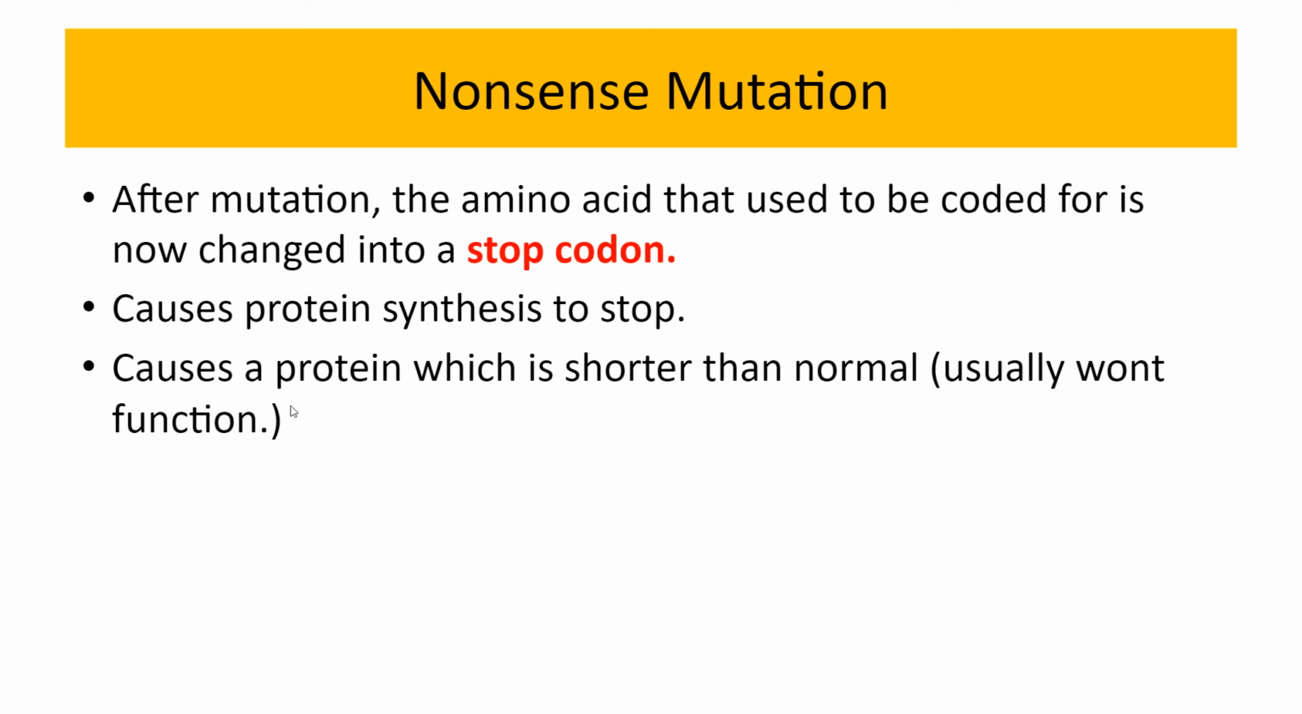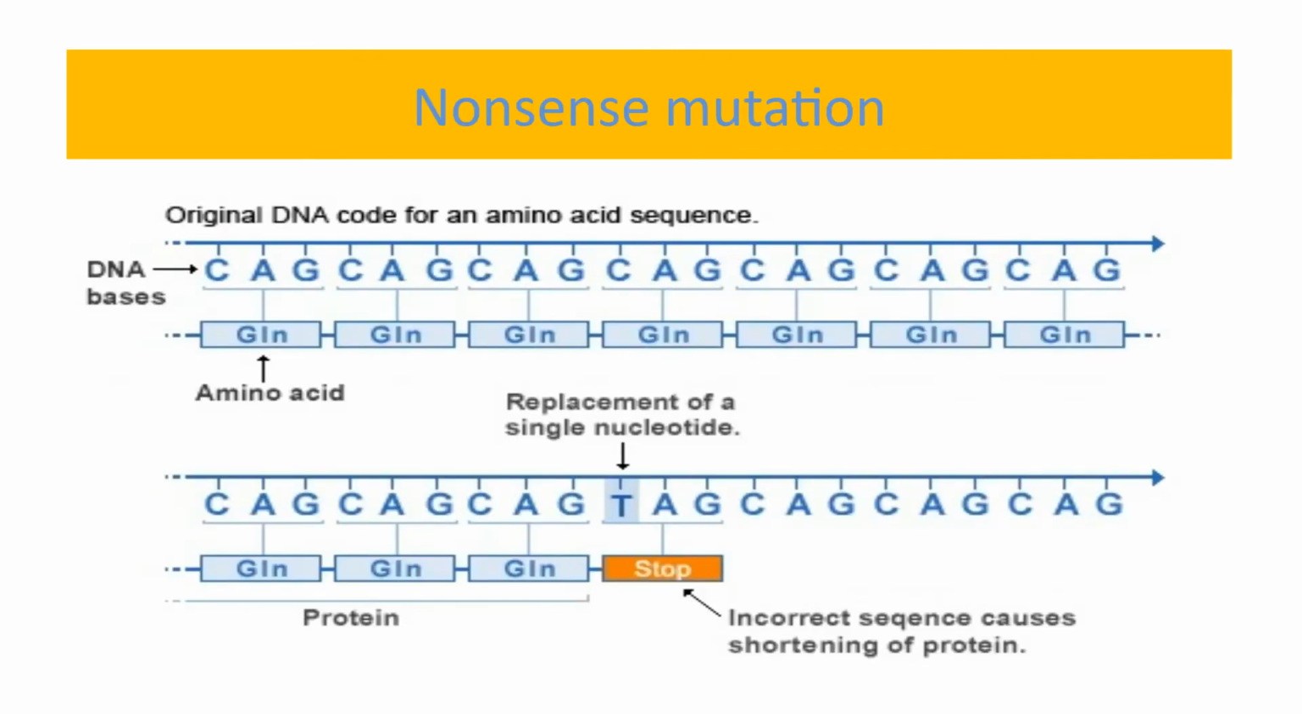And this can then obviously put in the wrong place. This can result in a protein which is going to be shorter than normal, because if you put the stop codon earlier in the sequence, then it's going to stop the process earlier, and so your protein that's getting produced is not going to be as long because it's getting stopped early. So let's just have a look at an example.